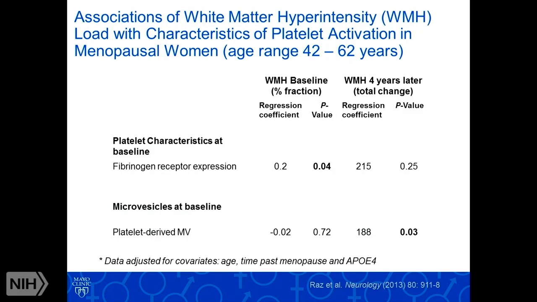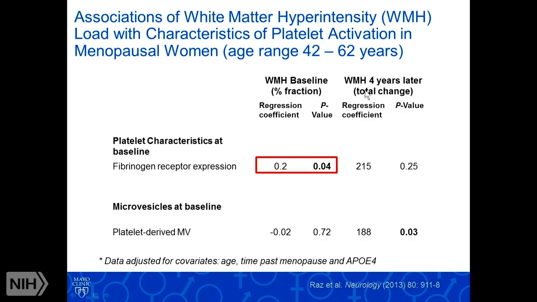We evaluated the association of white matter hyperintensity with the platelet activation in the women in our KEEPS early estrogen prevention study. Again, these women were within the age range 42 to 58 when they came into the study, and after the study was finished, some of them were 62. We looked at the platelet characteristics of these women when they came into the study, that is at baseline, and found that the expression of fibrinogen receptors correlated to the white matter hyperintensities at the time they came into the study. This reflects their potential thrombin-generating activity.